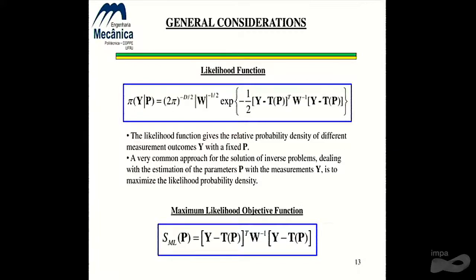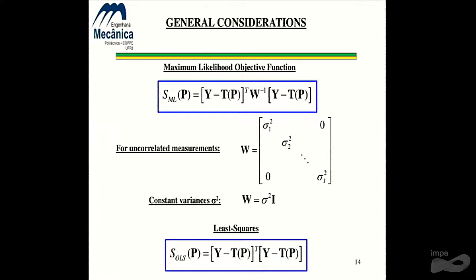And W is the covariance matrix of the measurements. If we still make the hypothesis that the measurements are uncorrelated, so the off-diagonal elements are zero, and if we still assume that we have a constant variance, so all the variances are equal to sigma squared, then the minimization of the maximum likelihood objective function is equivalent to the minimization of this objective function, which is least squares.